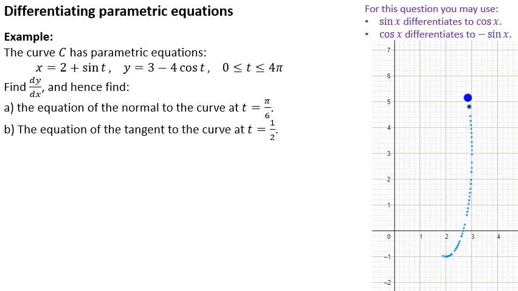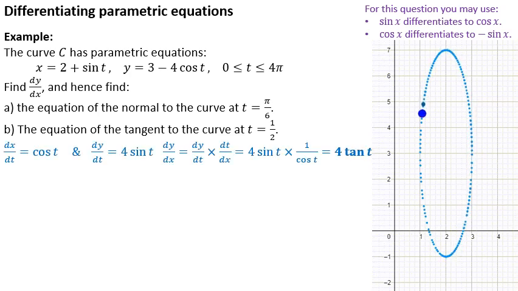So, the equation of the normal at t equals pi by 6. We would take the x and the y and we differentiate them each with respect to t. dx by dt, the 2 disappears, sine becomes cos. dy by dt, the 3 disappears. Negative 4 cos t becomes negative 4 times negative sine t, so just 4 sine t. Then we combine them. dy by dx is dy by dt multiplied by dt by dx. We get that delightful cancelling out of the dt term on the bottom and the top of that little multiplied fraction. And of course sine over cos is tan, so we can just write it as 4 tan t.